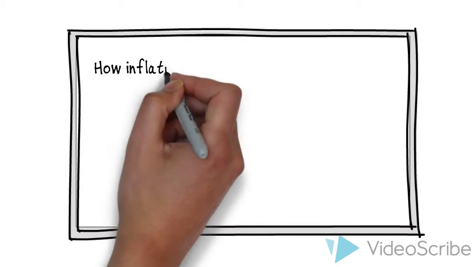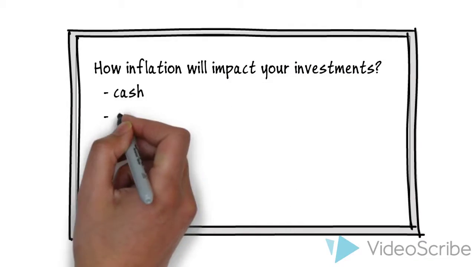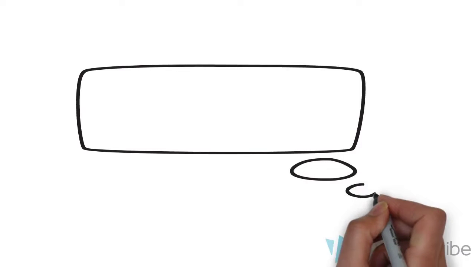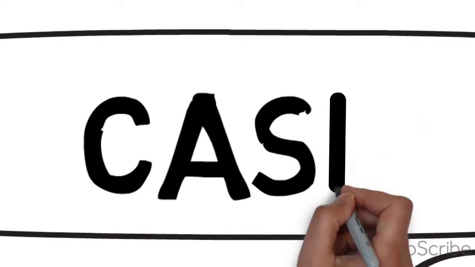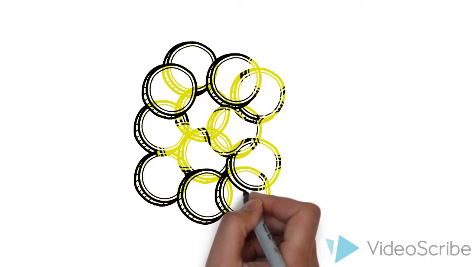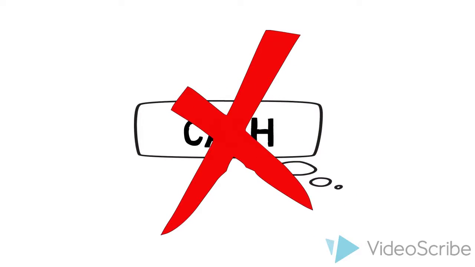Do you ever wonder how inflation will impact your investments? Let's examine some of the most popular investments for the general public: cash, stock, bond, house, and gold. Since you always have to stage some cash before making any investment, let's talk about cash first. What will happen to cash during inflation? Remember, inflation is a synonym of loss of purchasing power. It's not difficult to guess a pile of cash will be worth much less during inflation. In other words, there are better choices than saving money in your bank account.